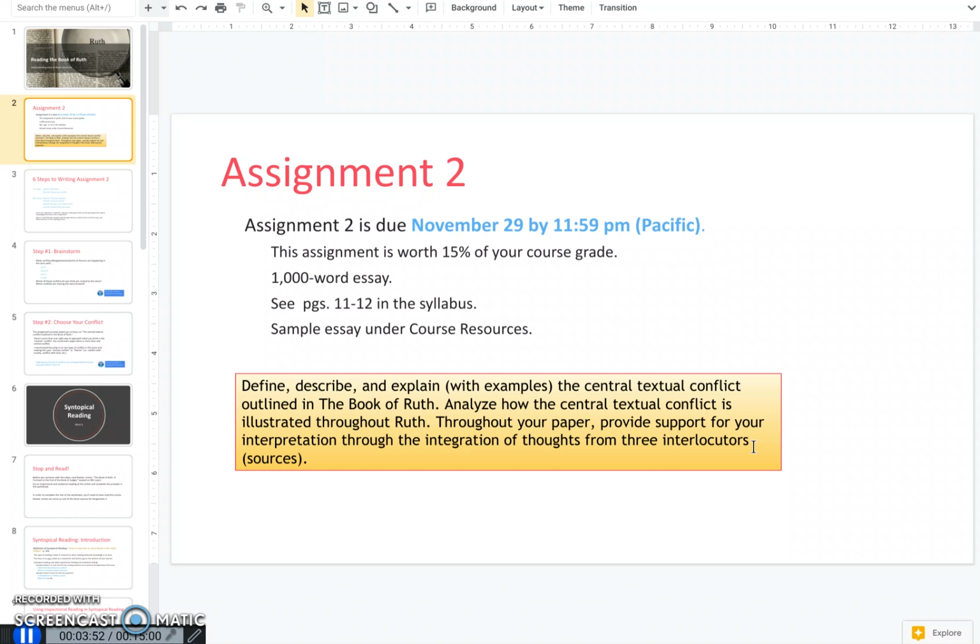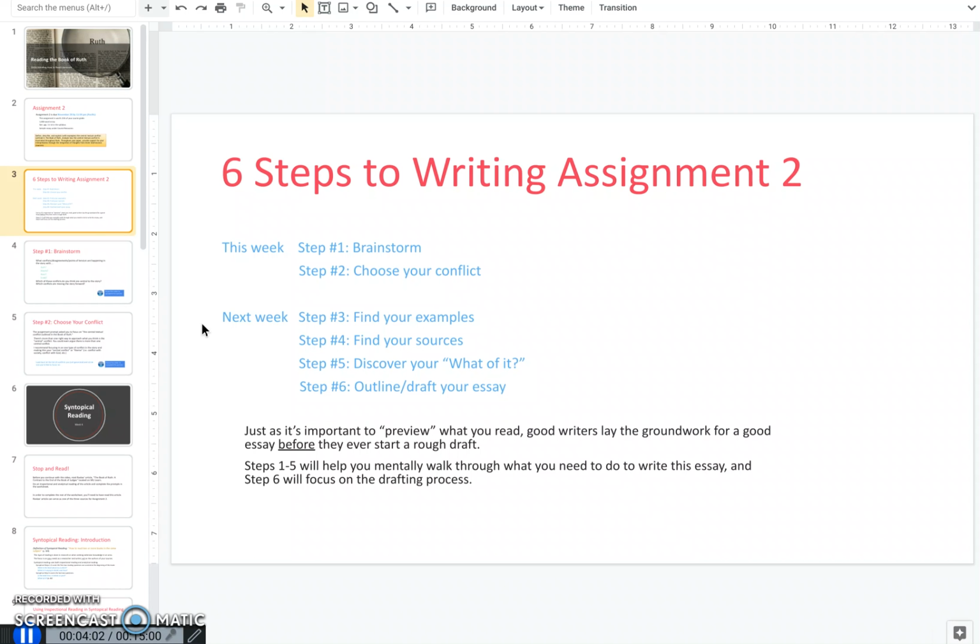This can be an article, a book, it could even be a video. I would be open to that, but you must find another source to support you with the book of Ruth. All right, I'm going to give you guys 6 steps to write assignment 2, and we're only going to cover the first 2 tonight or this week. Next week, I will cover the remaining steps and walk you through how to do them.